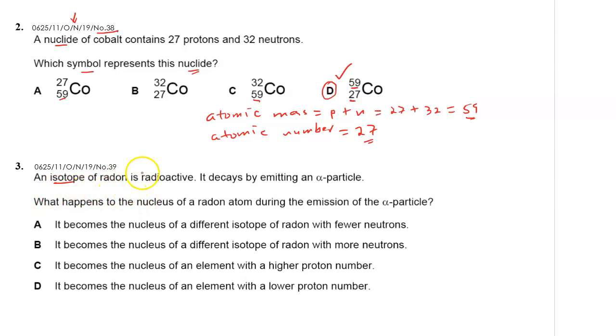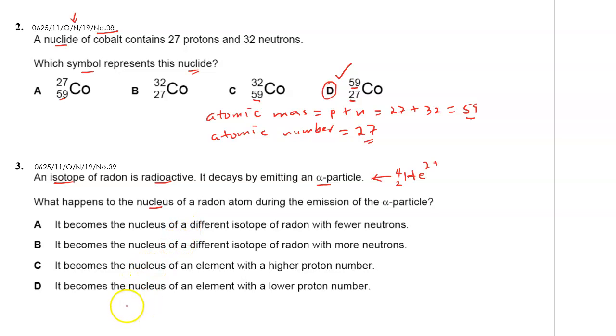So an isotope of radon is radioactive, so it will undergo decay. It decays by emitting an alpha particle. Of course, an alpha particle is a helium ion that does not have electrons. Therefore, what happens to the nucleus of the radon atom during the emission of the alpha particle?